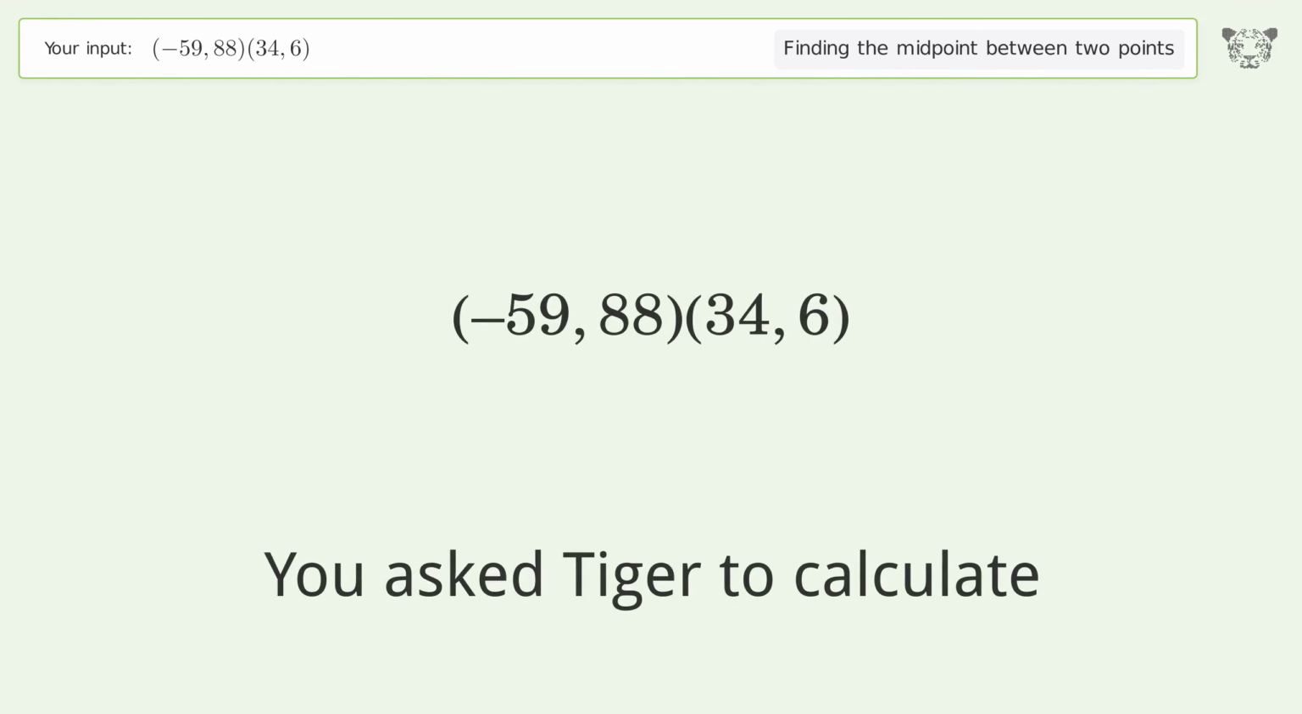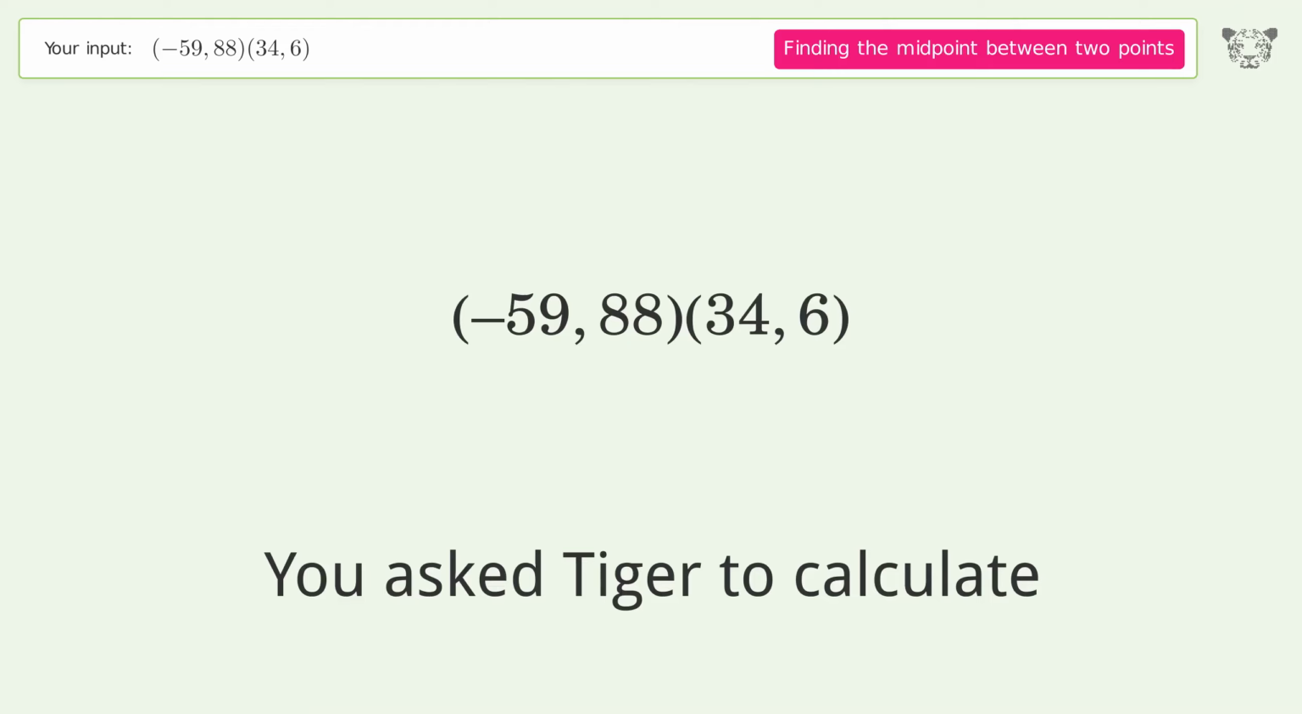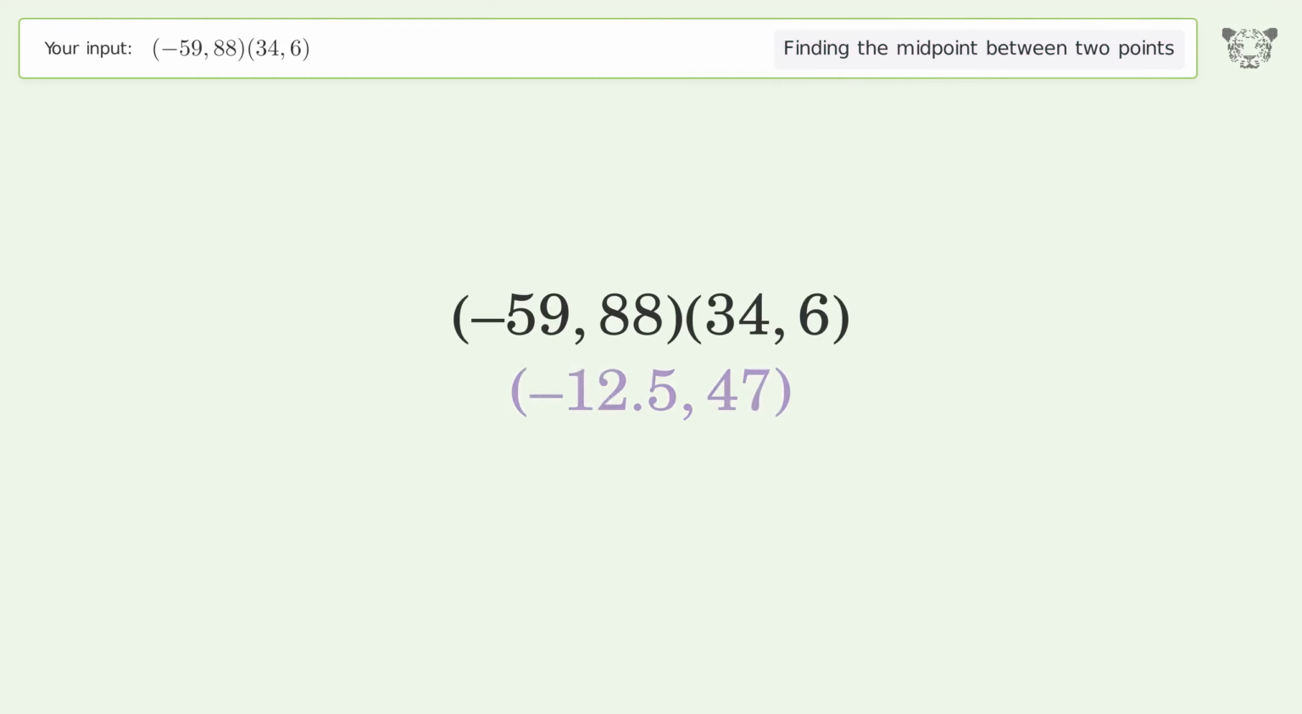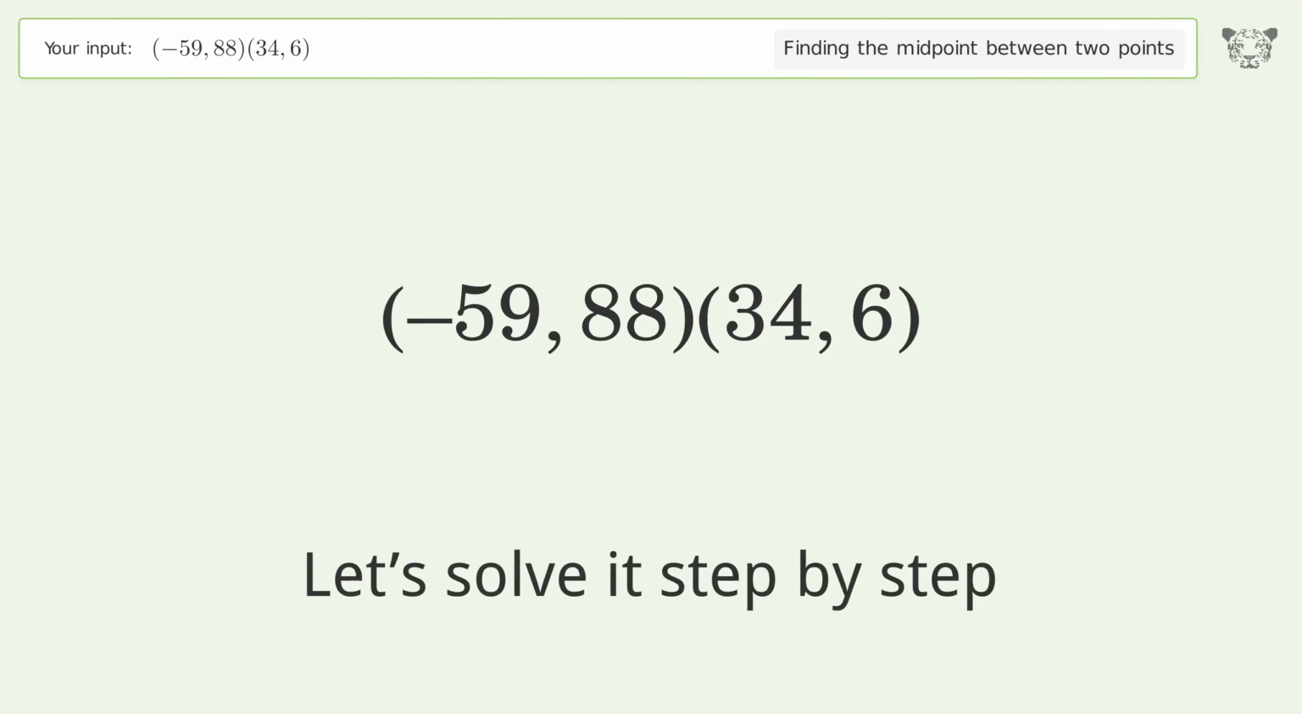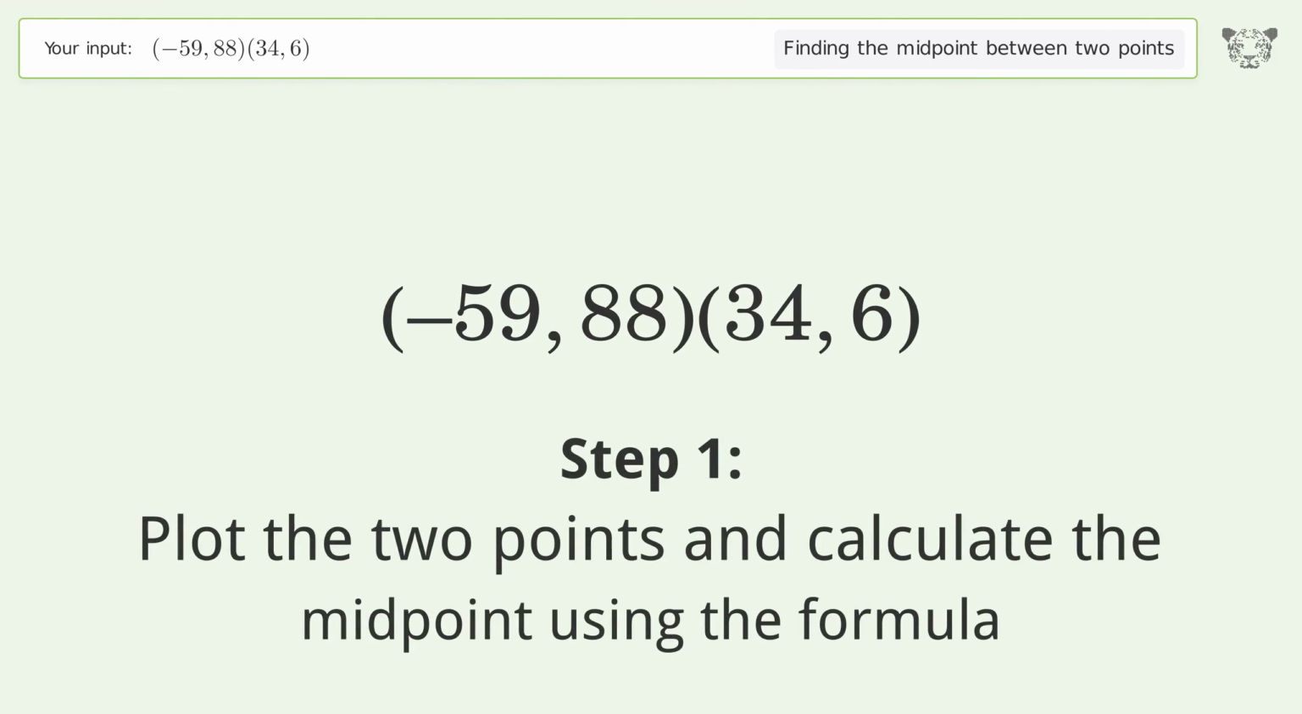You ask Tiger to calculate. This deals with finding the midpoint between two points. The midpoint between the two points is -12.547. Let's solve it step by step. Plot the two points and calculate the midpoint using the formula.